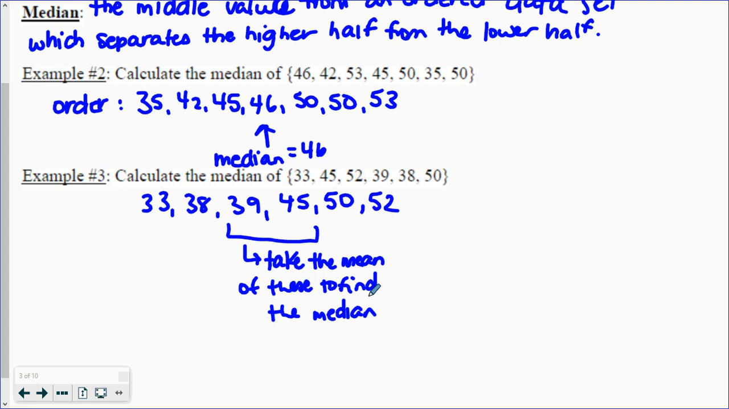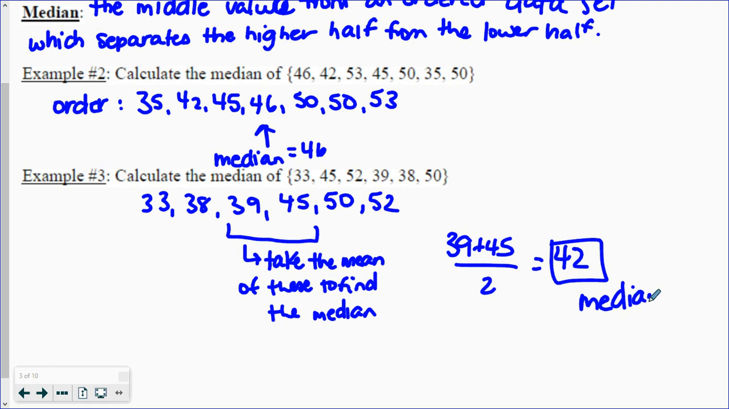Where we're looking for the halfway point in between them. So 39 plus 45 divided by 2 gets us 42. So our median for this set of numbers is actually 42. That's not a number within the set, but it's our halfway point between 39 and 45. So our median for that set of numbers is 42.